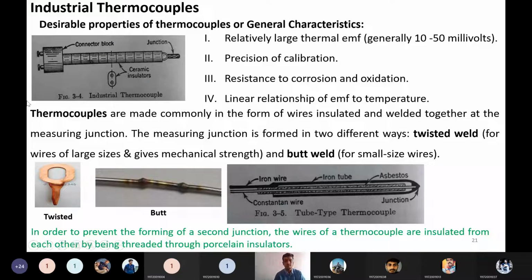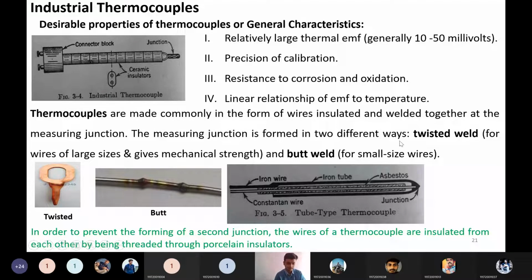So commonly, the definition of thermocouple is, thermocouples are made commonly in the form of wires insulated and welded together at the measuring junction. So the measuring junction is formed in two different ways. How will the measuring junction, these connecting terminals, be formed? Okay, they will usually be formed using two types of welding. One is called a twisted welding and the next one is called a butt welding.